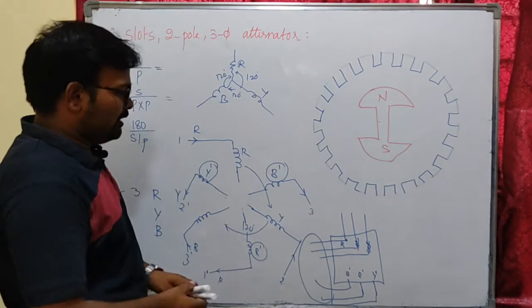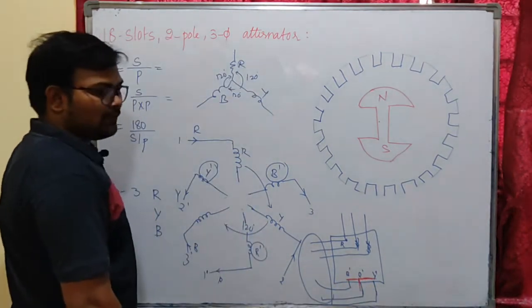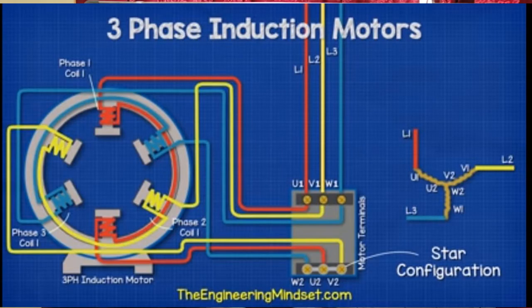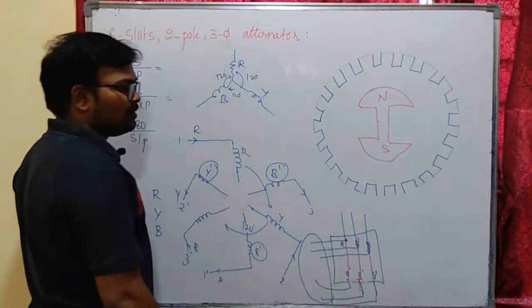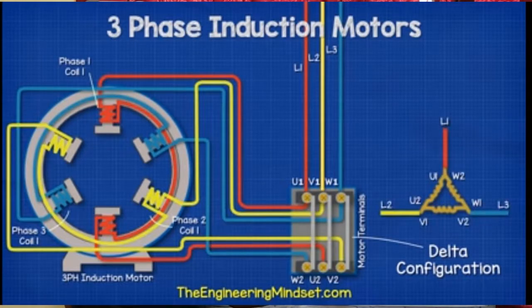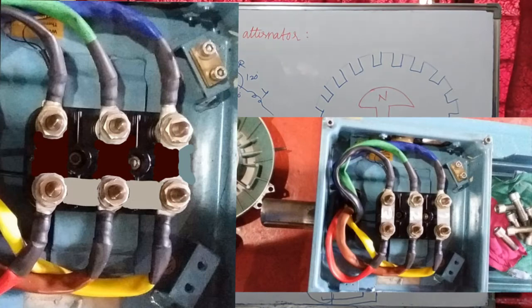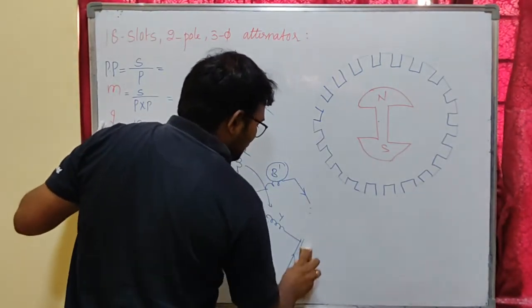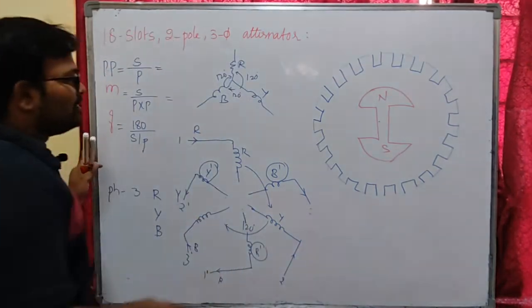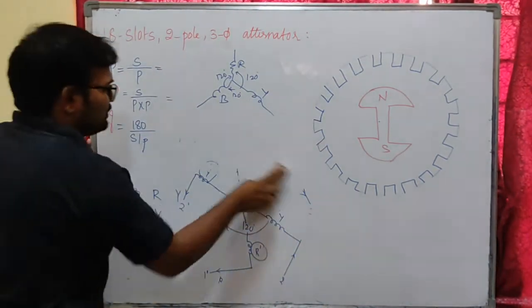If you short circuit these 3 terminals, that will become a star connection. Or if you connect them like this, that will be a delta connection. So this is the connection of stator winding in star or delta. This is about connection of windings. You will be having 3 phases R, Y, B, and you are going to place these 3 windings in these slots. Let us see how it is happening.